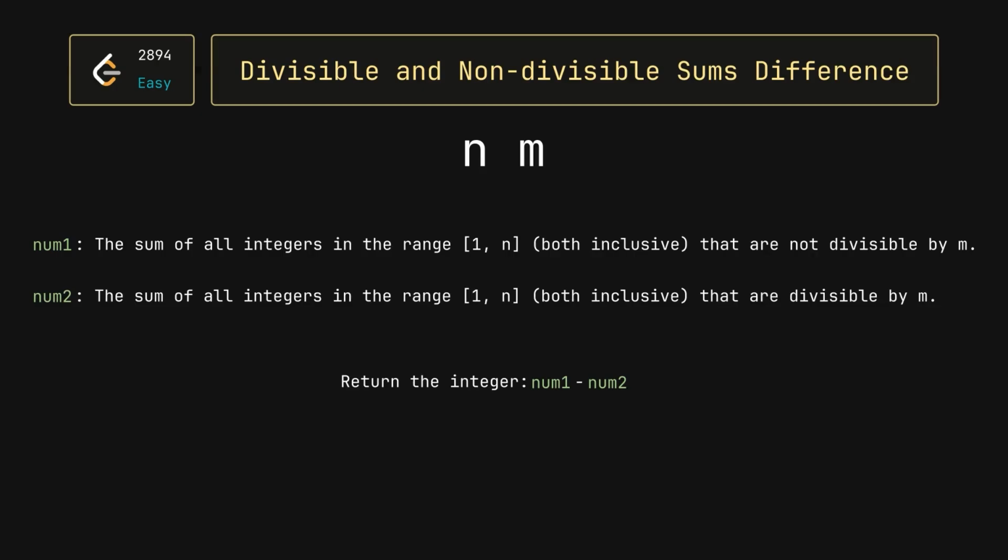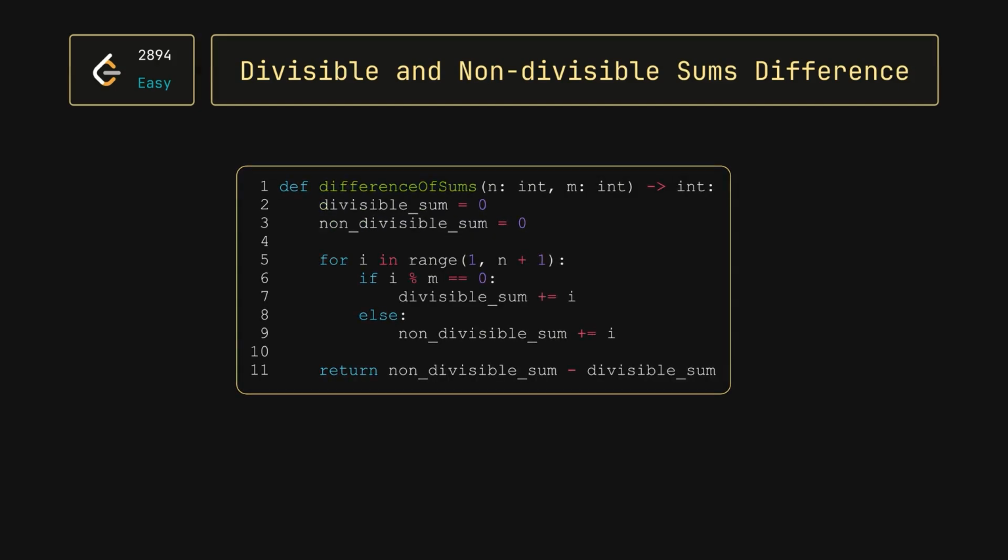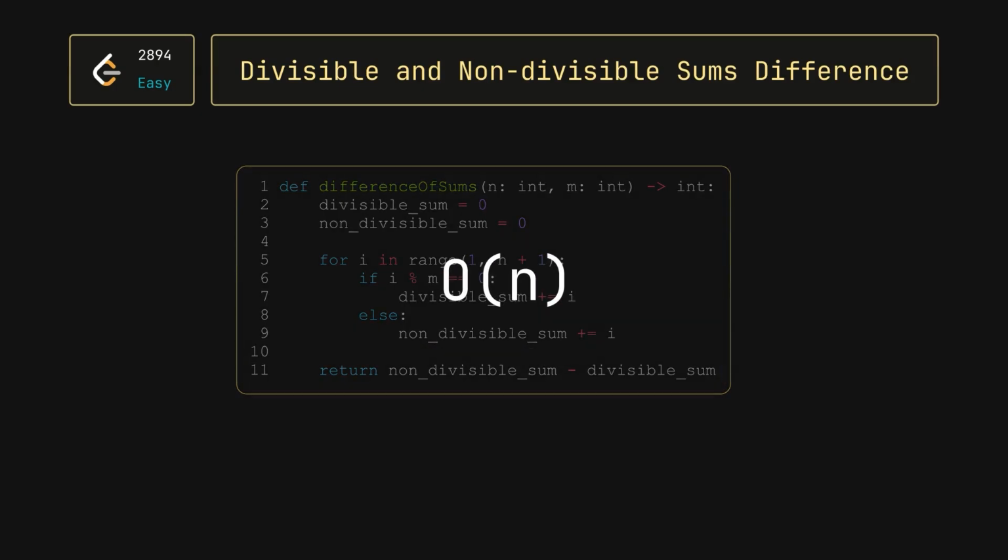This problem is marked as easy, and the naive solution is straightforward. We initialize two variables to 0 for the divisible and non-divisible sums, then iterate over every number from 1 to n inclusive. If a number is divisible by m, we add it to the divisible sum. Otherwise, we add it to the non-divisible sum. Finally, we return the difference between these two sums. This approach runs in linear time complexity O(n), as we iterate through every number from 1 to n.